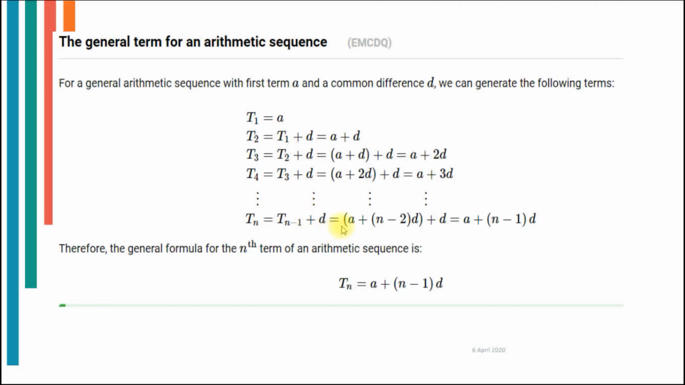So this will be equal to a plus bracket n minus 2 bracket d, and then we add our d. And then if we simplify this guy here, we get a plus n minus 1, all that in brackets multiplied by d. Therefore, the general formula for the nth term of an arithmetic sequence is tn is equal to a plus open bracket n minus 1 close bracket d. Okay, so tn, that's the nth term, a is the first term, d is the common difference.